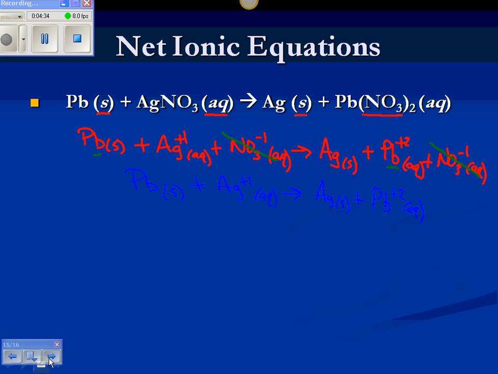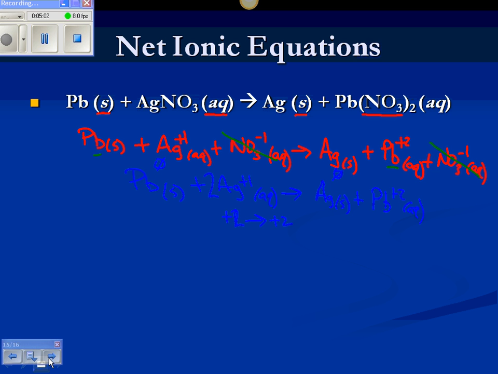Okay, so now we need to balance both sides. If we have lead on one side as a solid, that's a 0 charge. Silver is a 0 charge. So on the reactant side, overall, I have a +1 charge. On the product side, overall, I have a +2 charge. So what we need to do is balance. Both sides need to have the same charge. So I'm going to put a 2 in front of my silver to balance those charges.